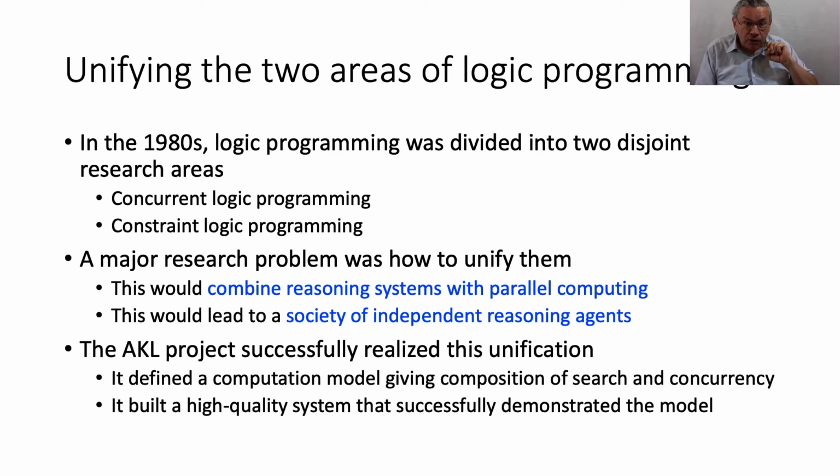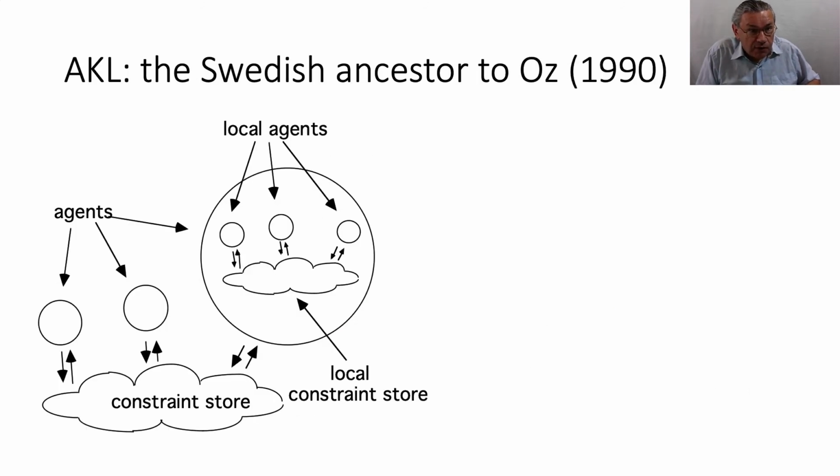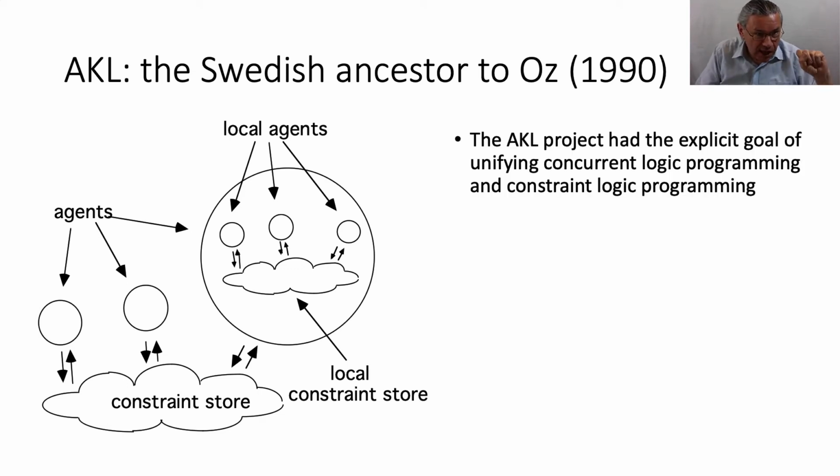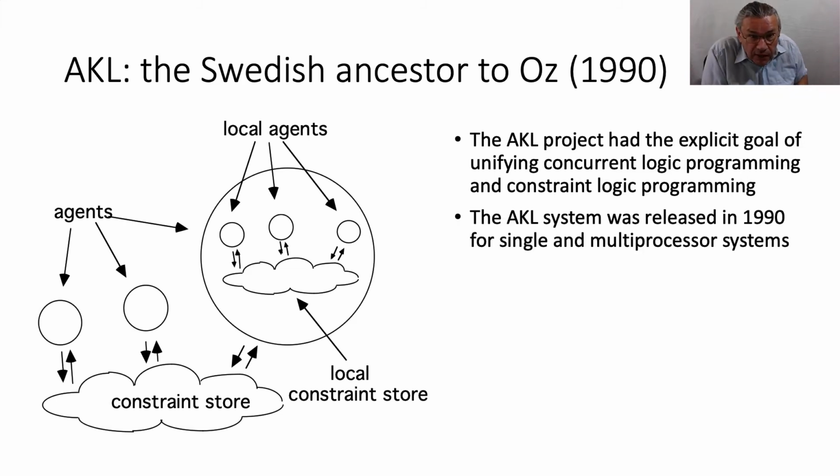The AKL project was the first successful unification. It defined a model that composed search and concurrency arbitrarily and also built a high-quality system that successfully demonstrated this. So AKL can be seen as the Swedish ancestor to Oz in 1990. The AKL project was defined with this explicit goal, unifying concurrent logic programming and constraint logic programming. And the system that was realized was released in 1990 for both single processors and multiprocessors.